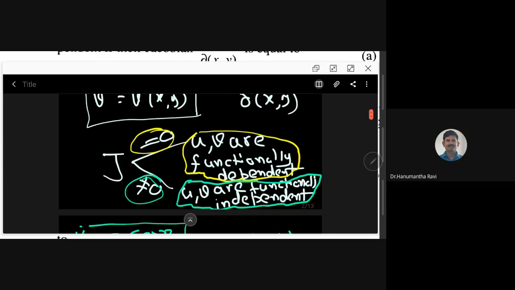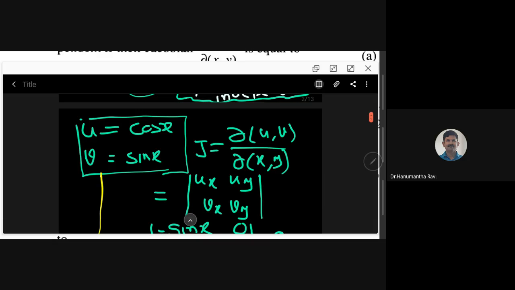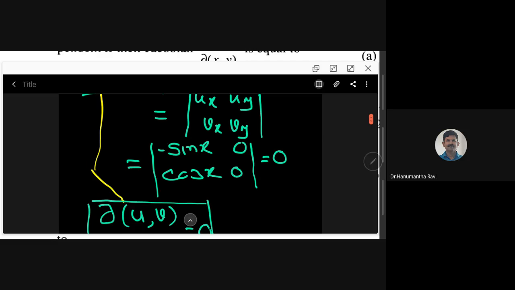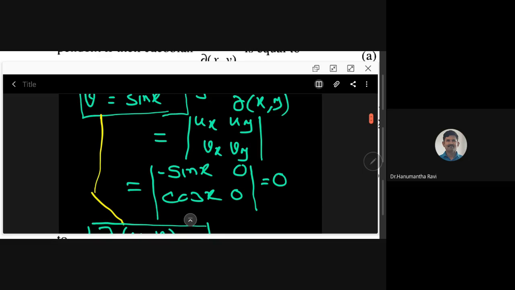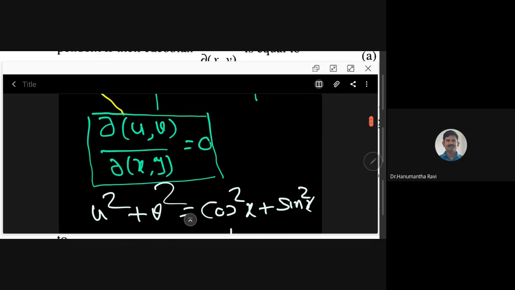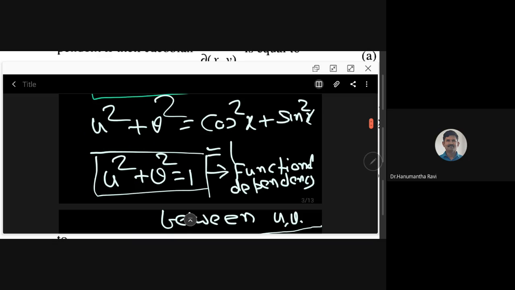See, when I am saying here equal to 0, it means for every choice of x and y, this function must be equal to 0. That is why I have given an example here. If you take u is equal to cos x and v is equal to sin y, then we calculated the determinant and it is equal to 0. For every choice of x and y it is becoming 0. That is why they are functionally dependent. The dependency is u square plus v square is equal to 1.